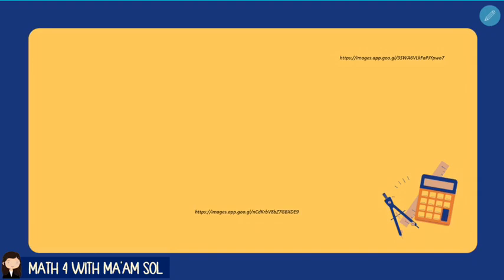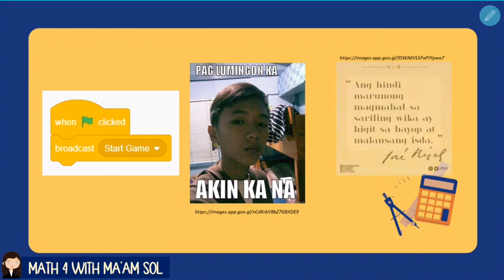Before we start, I want you to examine these three statements here. You might have seen the first one on the Scratch software. This is a command that says that when the green flag is clicked, then the start game command is broadcast. The second one came from a meme which says that if you look back, then you become some random person's person. The third one came from our national hero, Dr. Jose Rizal. He said that if you don't know your own language, then you are worse than an animal and a rotten fish. Now, I'll give you a minute to think of what's common with these three statements.